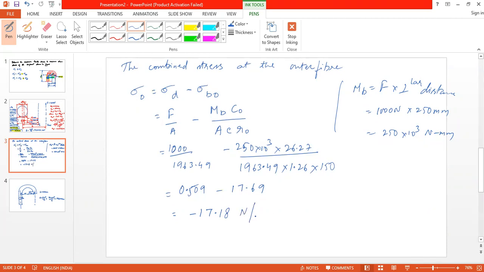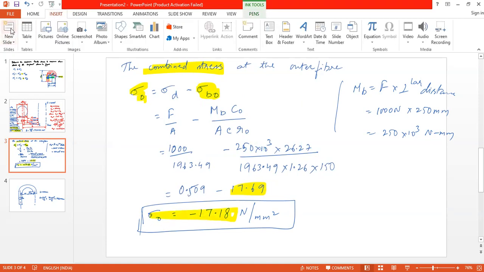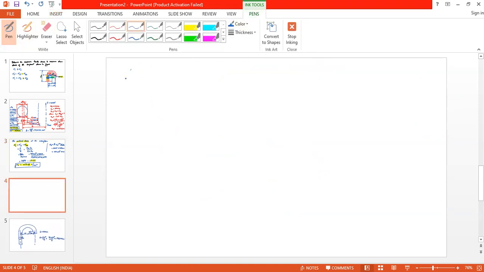The unit is Newton per mm square. This is sigma naught, the combined stress. And the bending stress at the outer fiber is this, minus 17.69. It's the bending stress at the outer fiber. And the combined stress at the outer fiber is this. Similarly, you find the combined stress at the inner fiber.